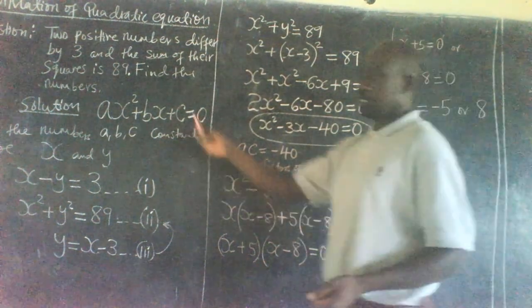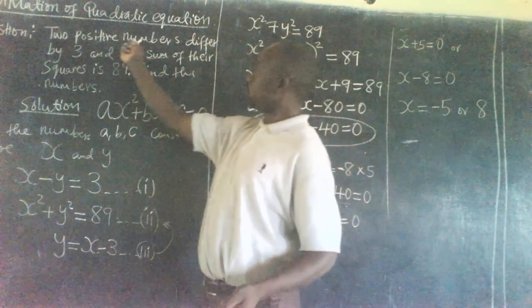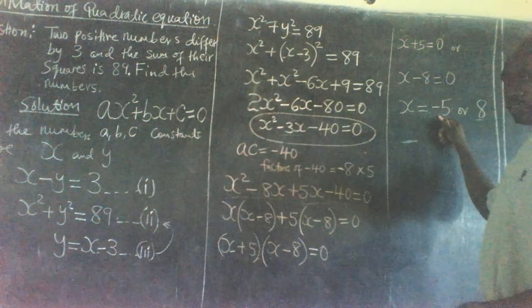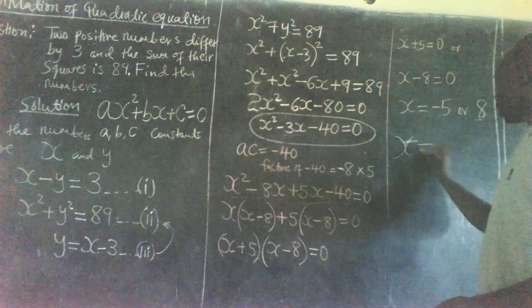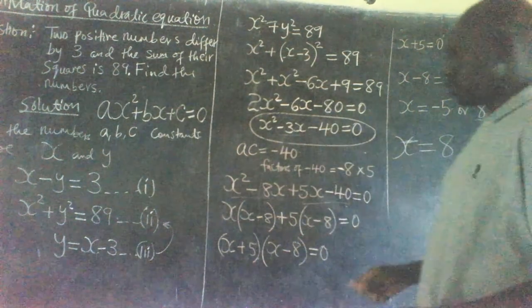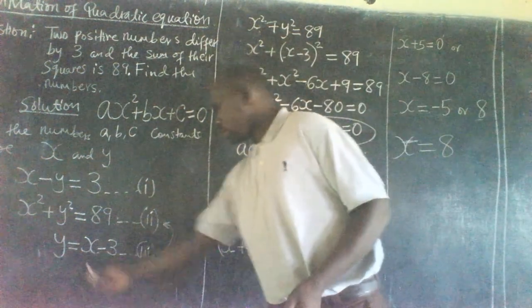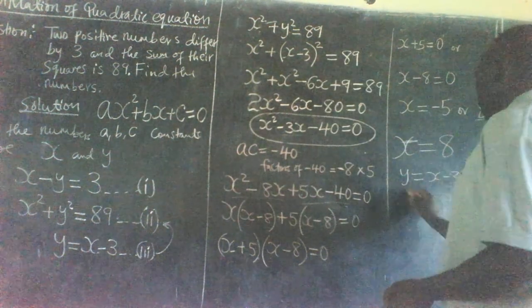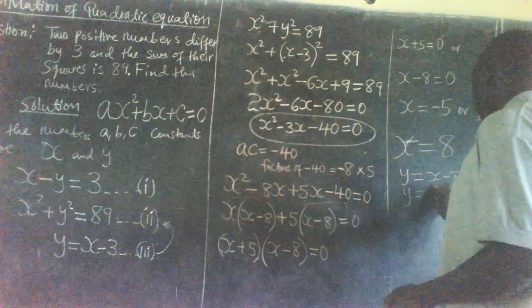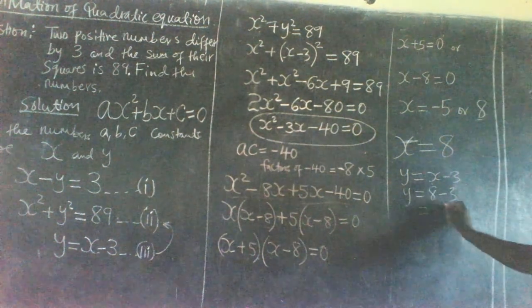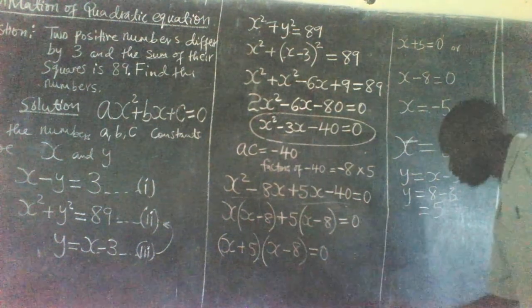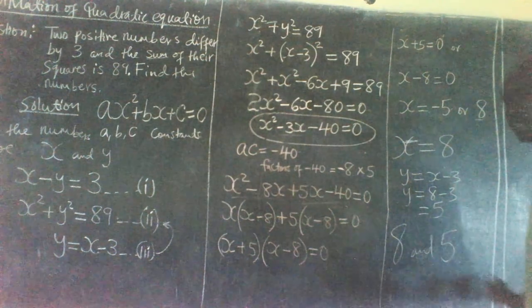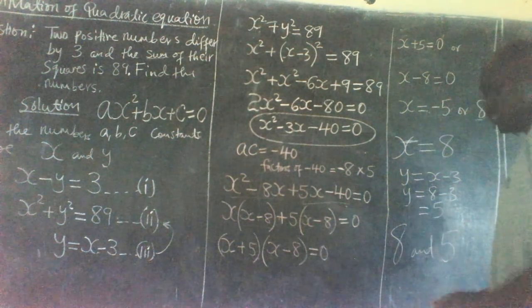But since we have been told that there are two positive numbers, we consider 8 and ignore the negative number. So x is 8. For us to find the other number, y is equal to x minus 3. Therefore, y will be 8 minus 3, so we have 5. So the two numbers are 8 and 5. And that is the correct answer.